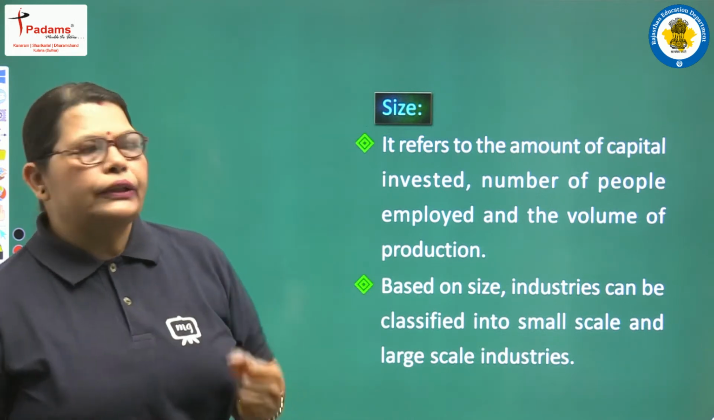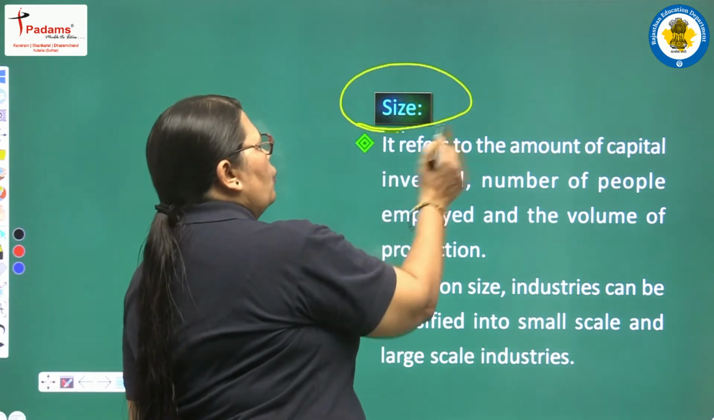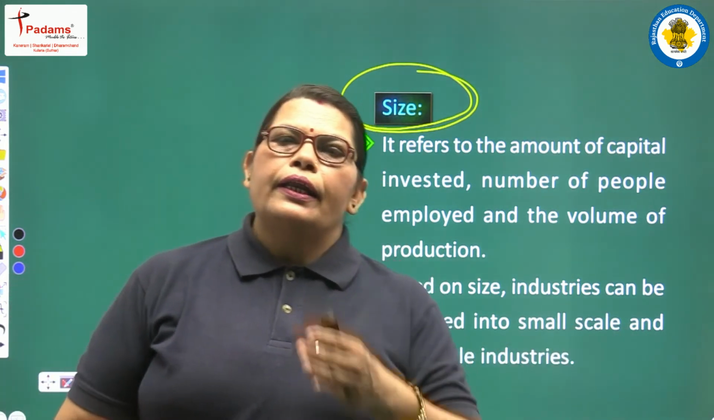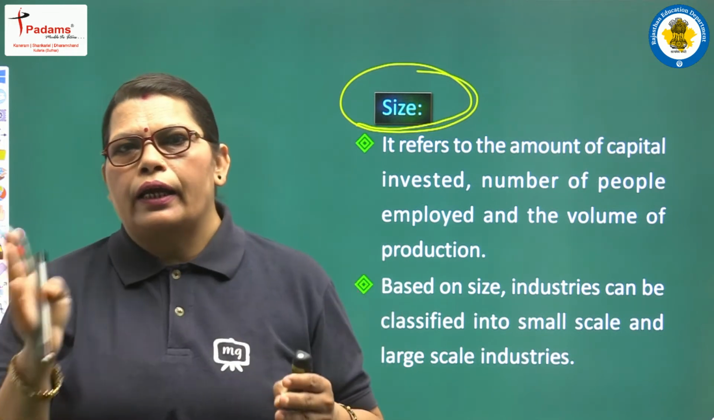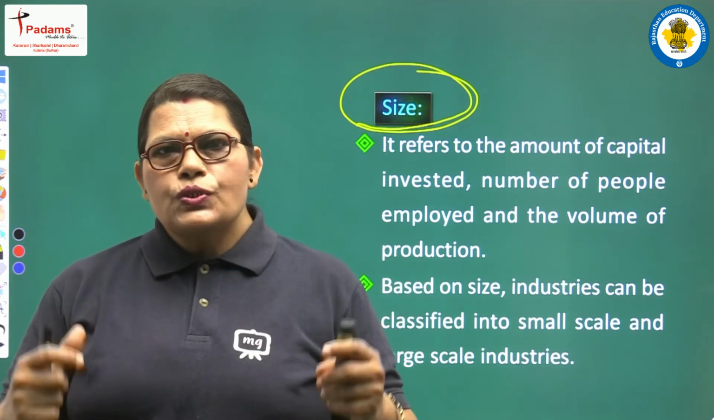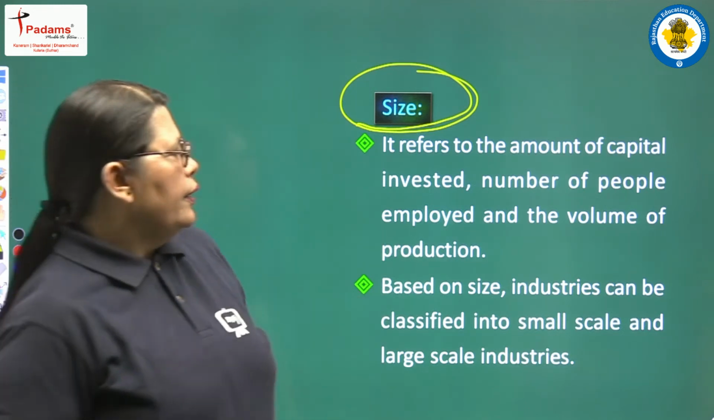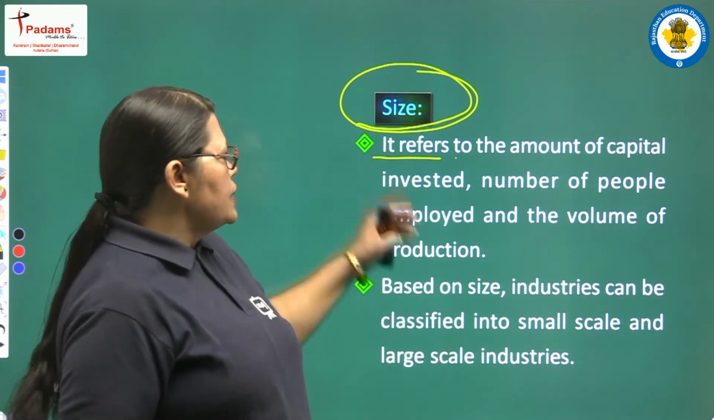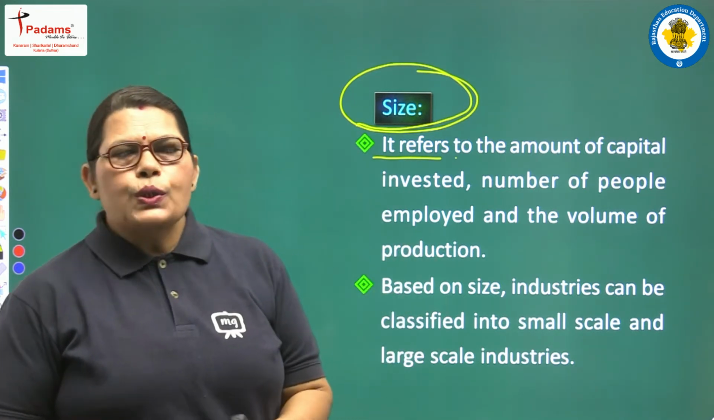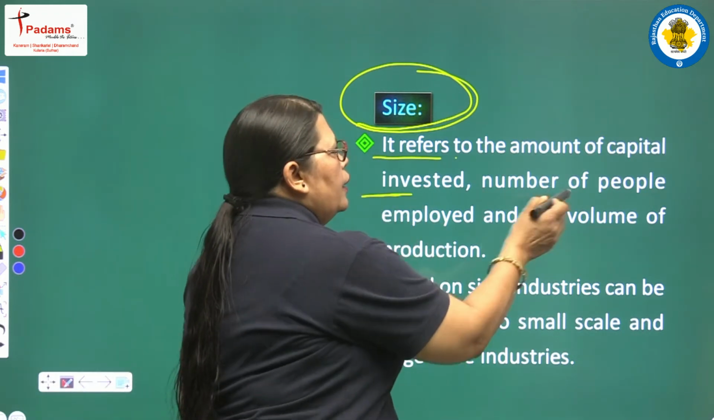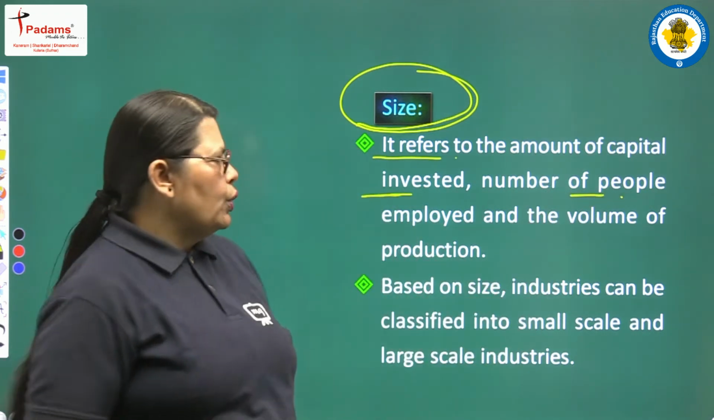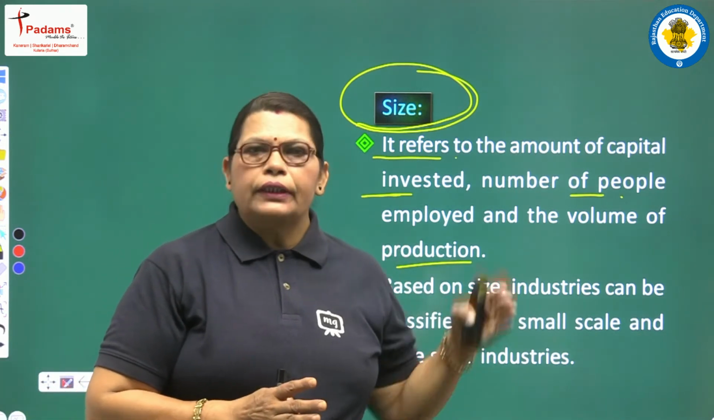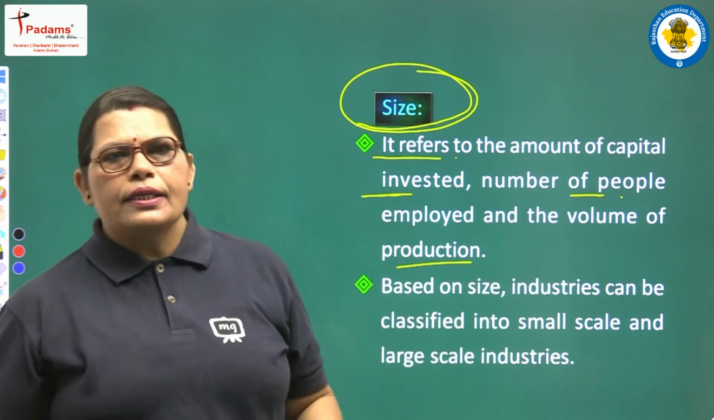See here, when we are talking about the different sizes of industries, we will divide them in different ways. First one, we will categorize the industries based on size. When we are talking about the size of the industry, it refers to the amount of capital invested, number of people employed and the volume of production. Three things are there, and as per these three things, we categorize these industries.